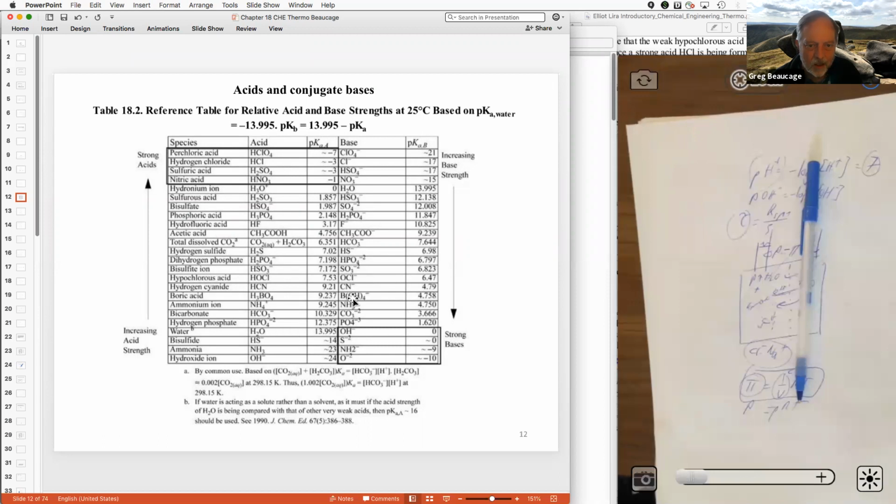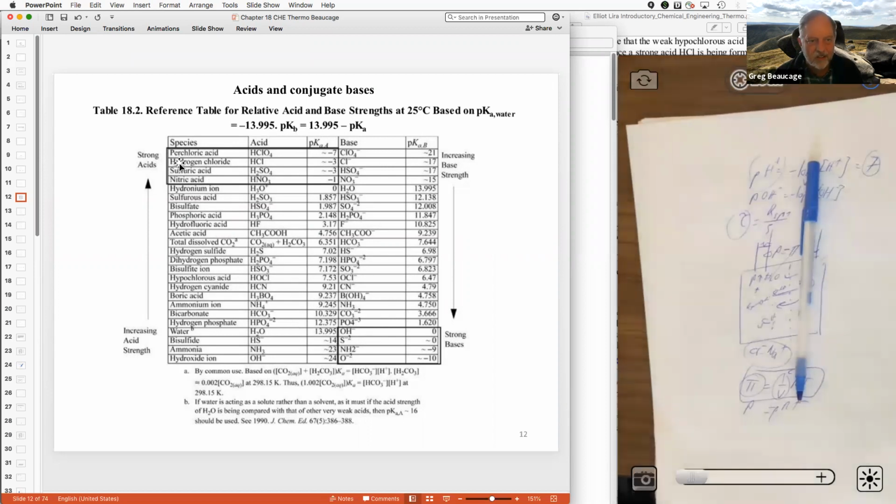Or NaOH, right? Is that here? I guess NaOH isn't here. That's kind of weird. Anyway, NaOH would be a strong base. Right, so I don't see it here. So anyway, this is a list of the kind of ranges.